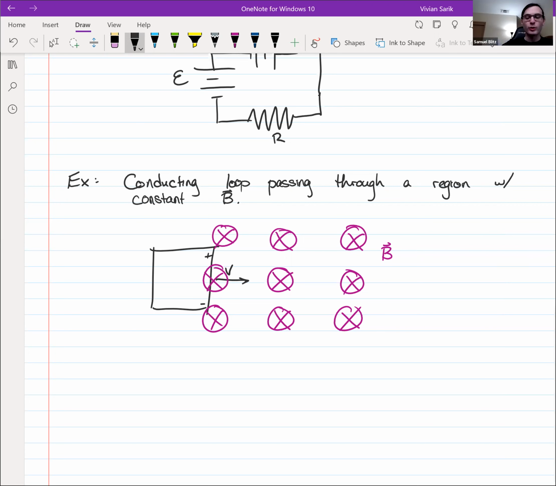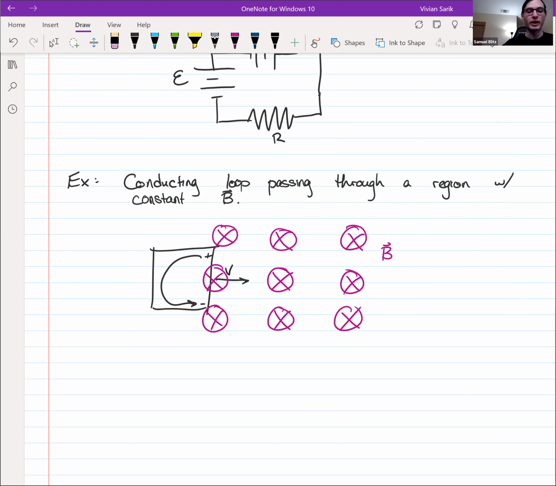And in the rest of the circuit, there is no force. So while the charges can't flow directly back downwards because there's a force pushing them down, they can flow around the rest of the circuit. And so you would get clockwise or counterclockwise induced current.